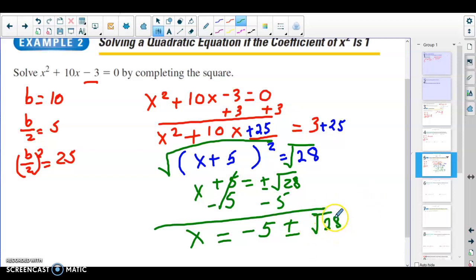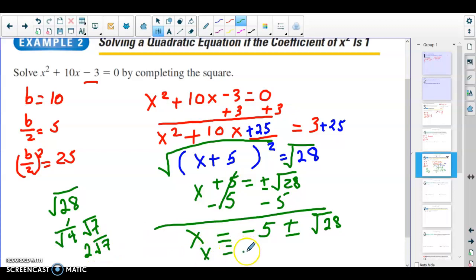But I know all of you know how to simplify that. So let's do that. So I'm going to come over here and I'm going to simplify the square root of 28. I can break that up into the square root of 4 times the square root of 7. But what's the square root of 4? 2 square roots of 7. Okay, so I'm going to come over here and replace this with equals minus 5 plus or minus 2 square roots of 7.